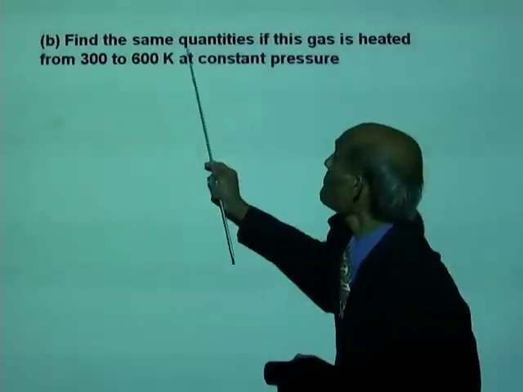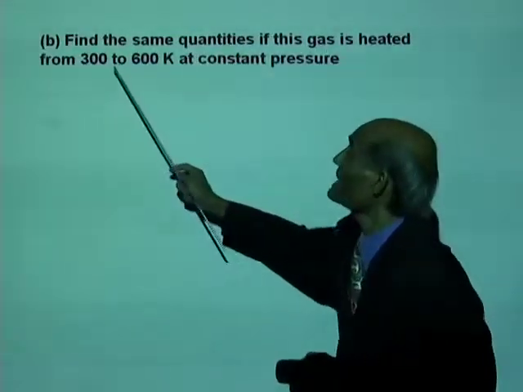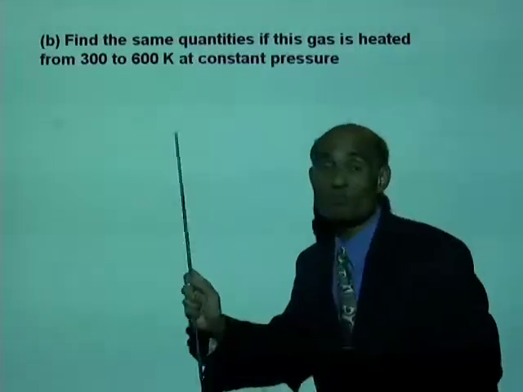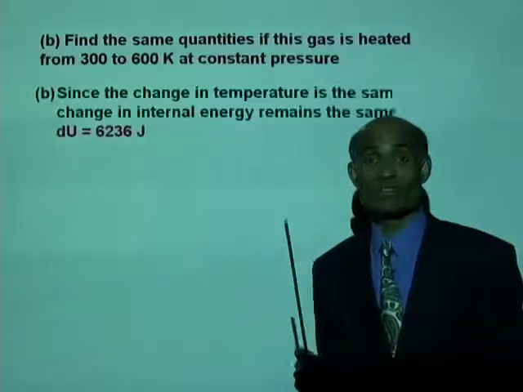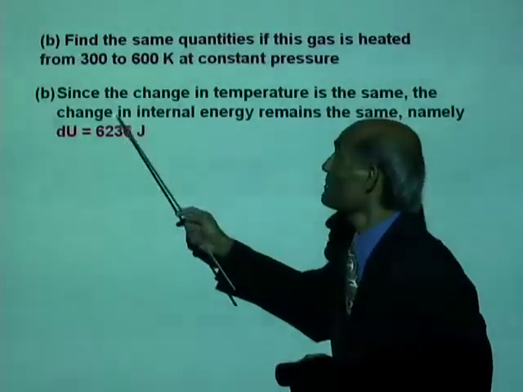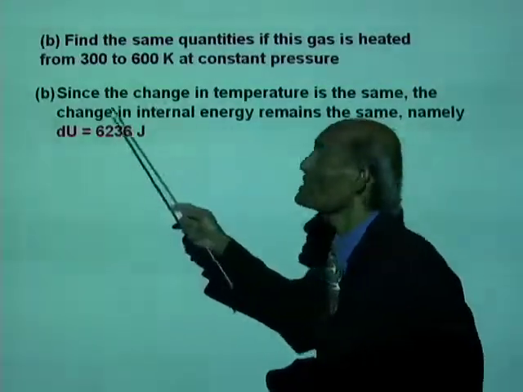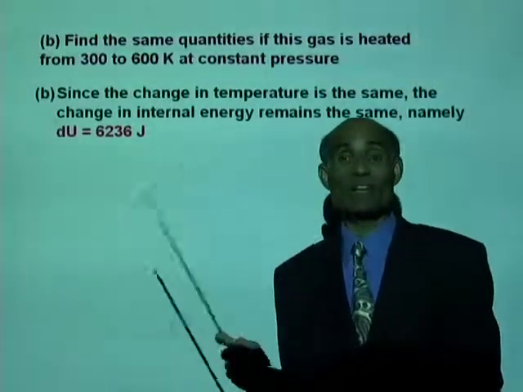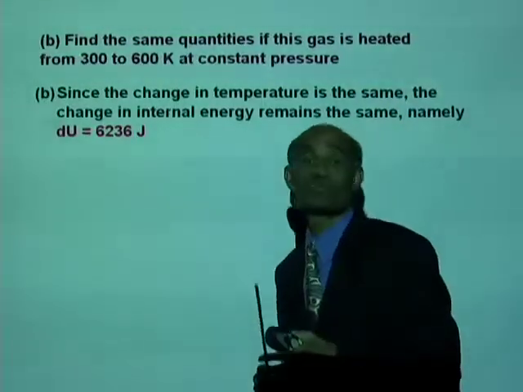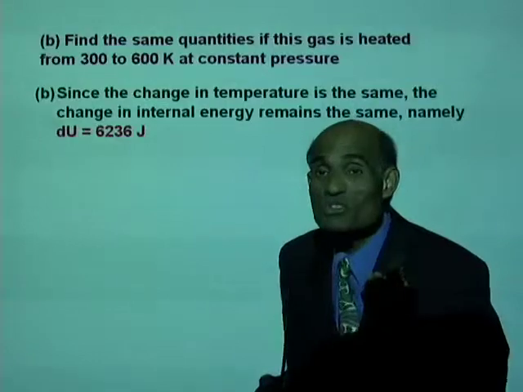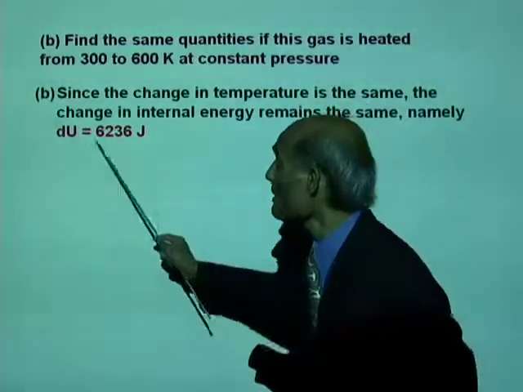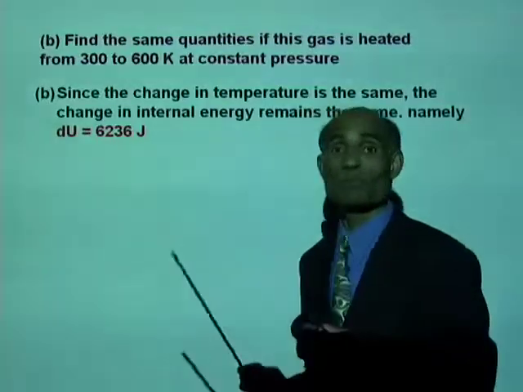Find the same quantities if this gas is heated from 300 to 600 Kelvin at constant pressure. What is the difference? Since the change in temperature is the same, the change in internal energy remains the same. We don't need to calculate it again. The change in temperature is from 300 to 600. The internal energy is solely due to the change in temperature, so that will not change from the previous problem.